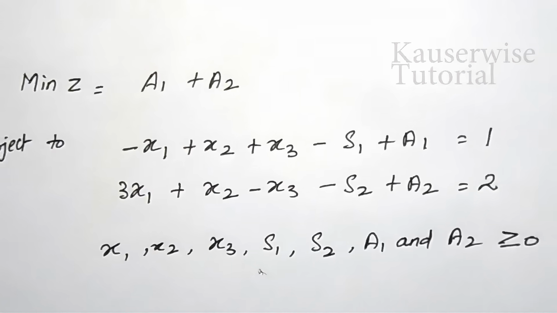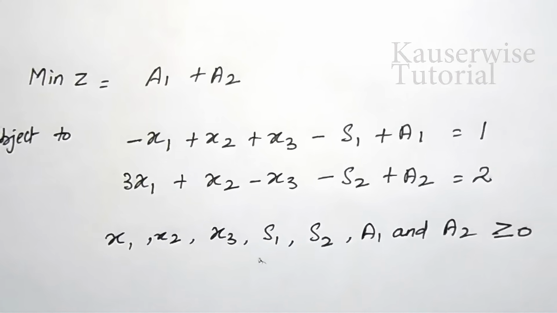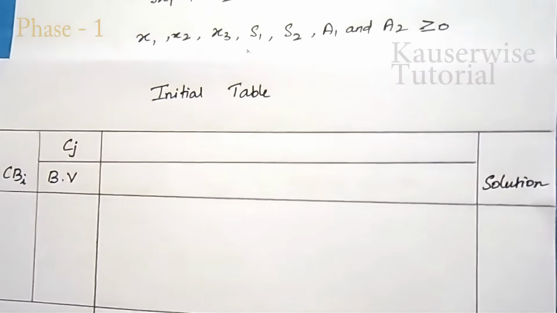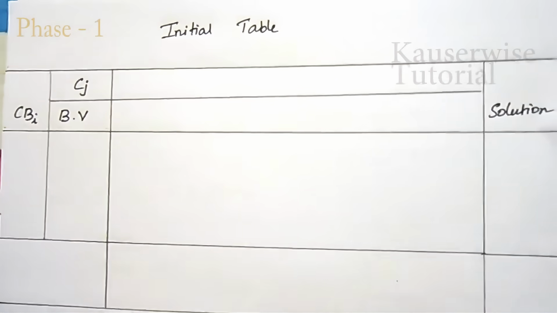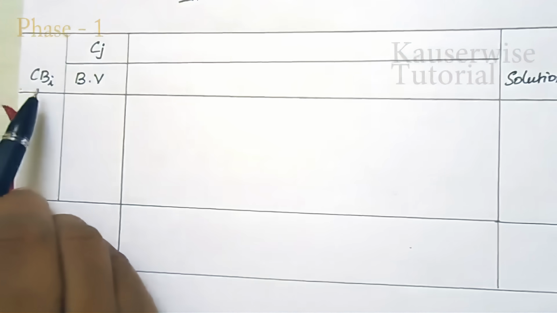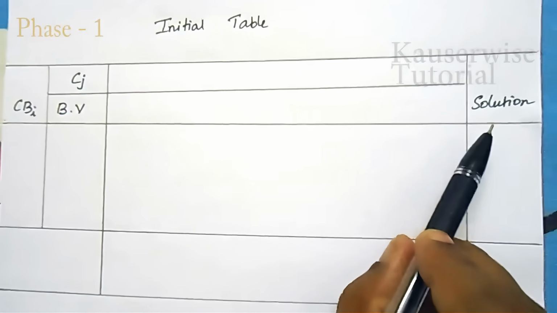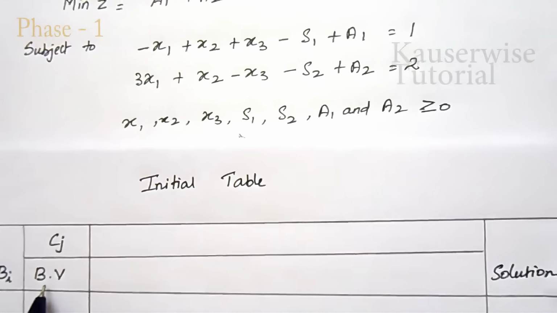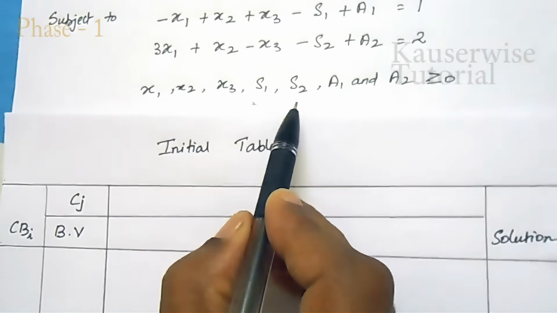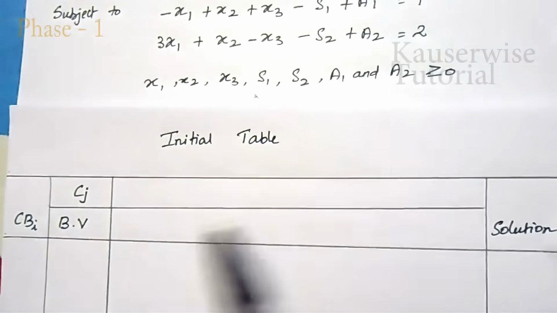With this information, we can start the initial simplex table for phase 1. See the initial table. This is the format of the initial simplex table: that is Cj value, basic variables, cost of the basic variables, and solution. First we have to write the variables x1, x2, x3, s1, s2, a1 and a2.